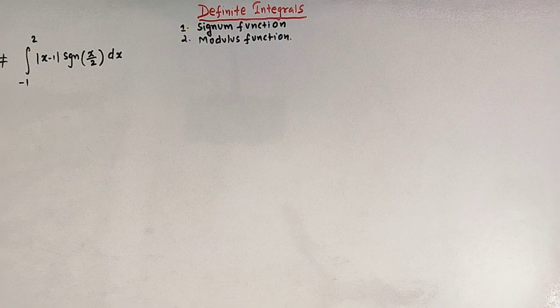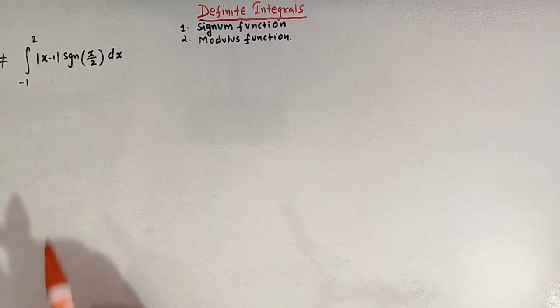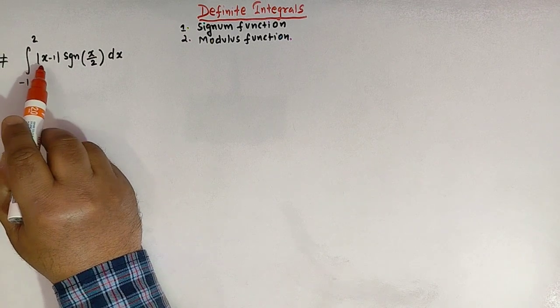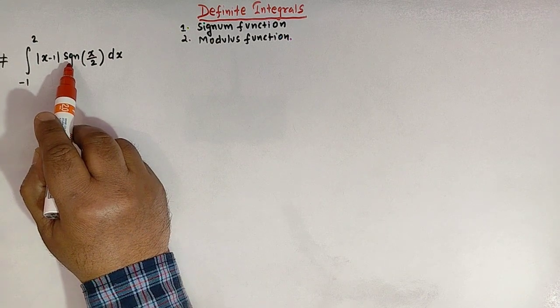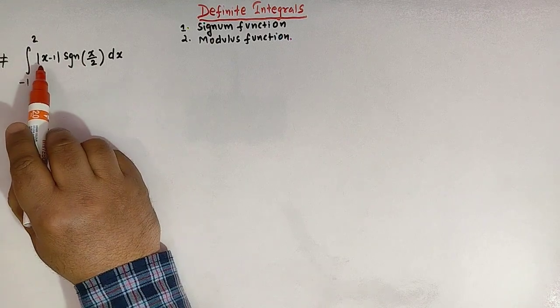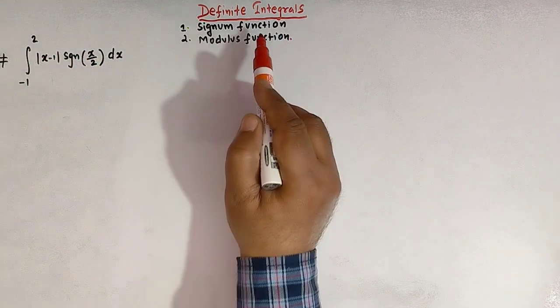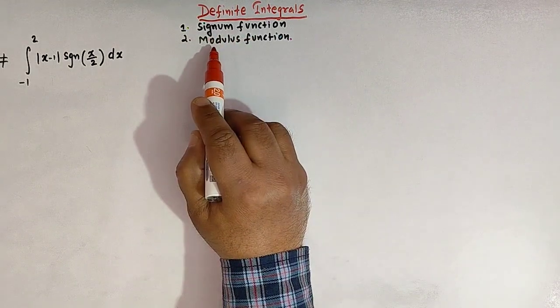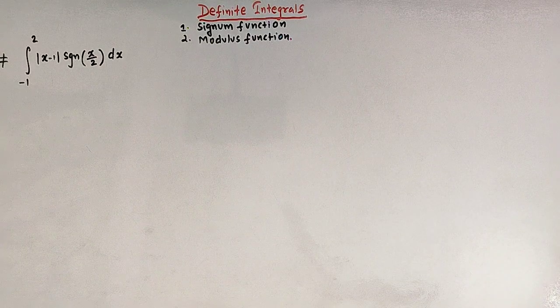Hello viewers, in today's class we are going to discuss one important and conceptual definite integral involving the signum function and modulus function. We will evaluate the integral from -1 to 2 of mod of x minus 1 times signum of x over 2. The integrand involves two very important functions in mathematics, the signum function and the mod function. So let us start.